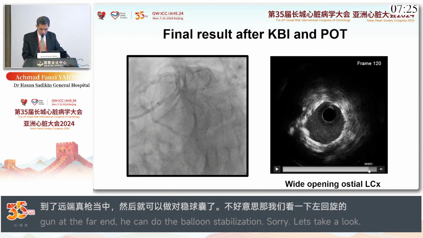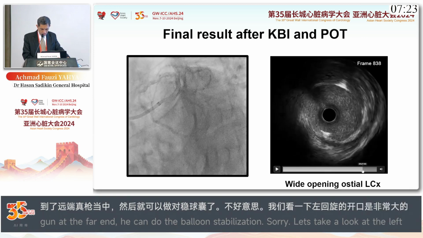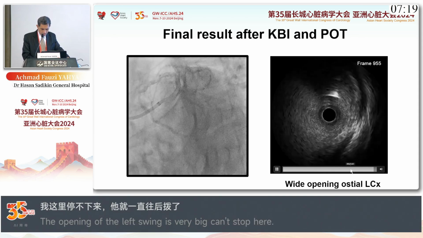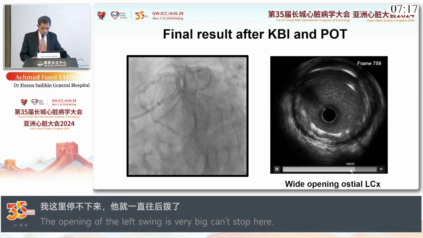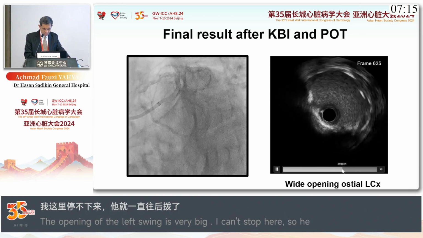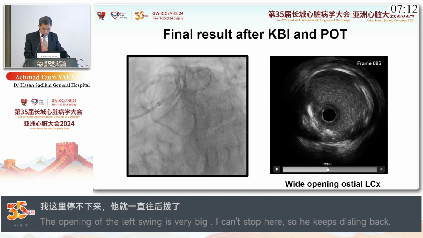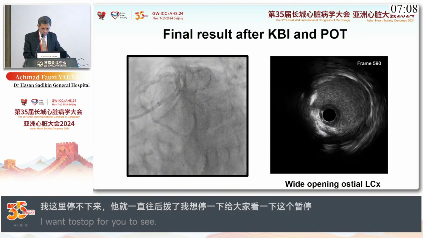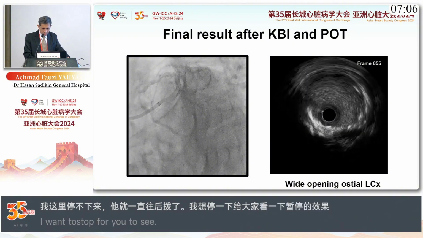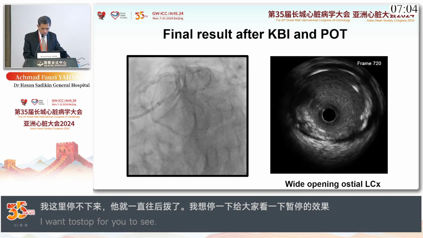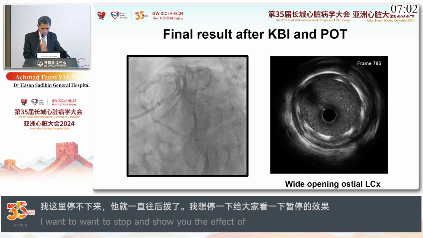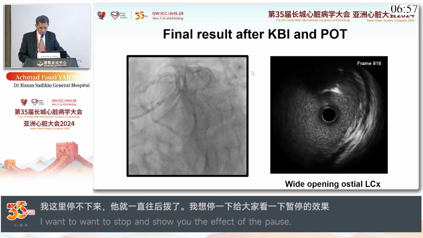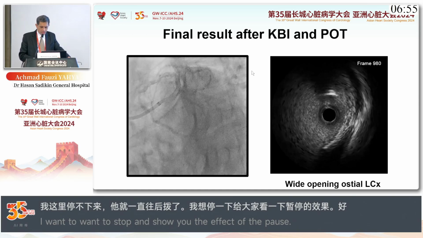Sorry, I cannot stop here, actually. Oh, I try to... I try to use to... So that's point the circumflex down. It is already on the ostial left mid.